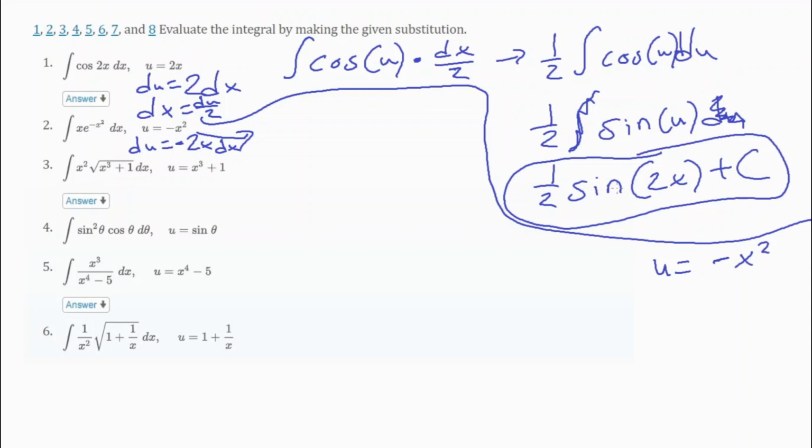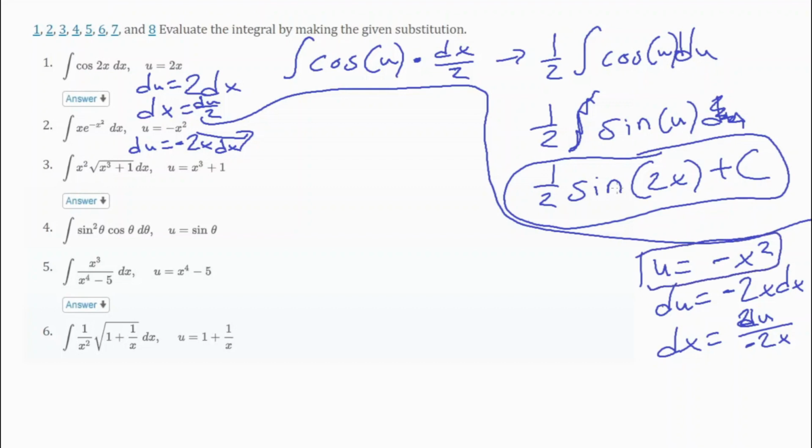So it's going to be du is negative 2x dx, and you want to write down dx is equal to du divided by negative 2x, because we're going to divide by negative 2x. And these two things right here, u and dx, are what you're going to plug into the equation. So those are some important things to know.